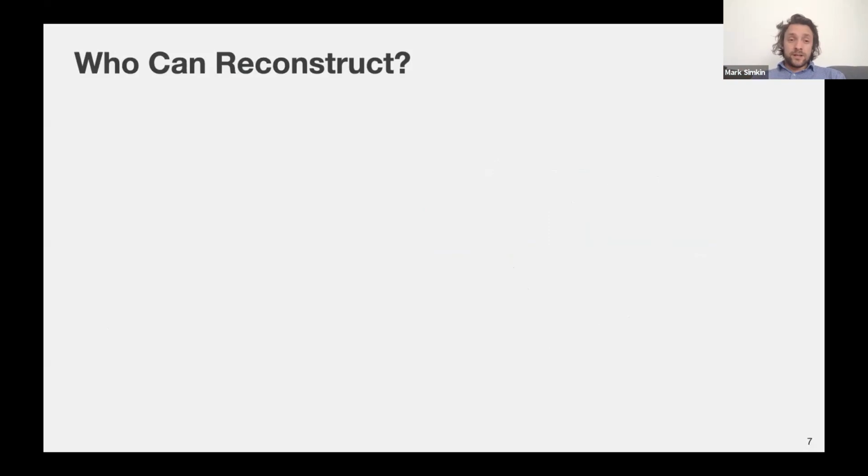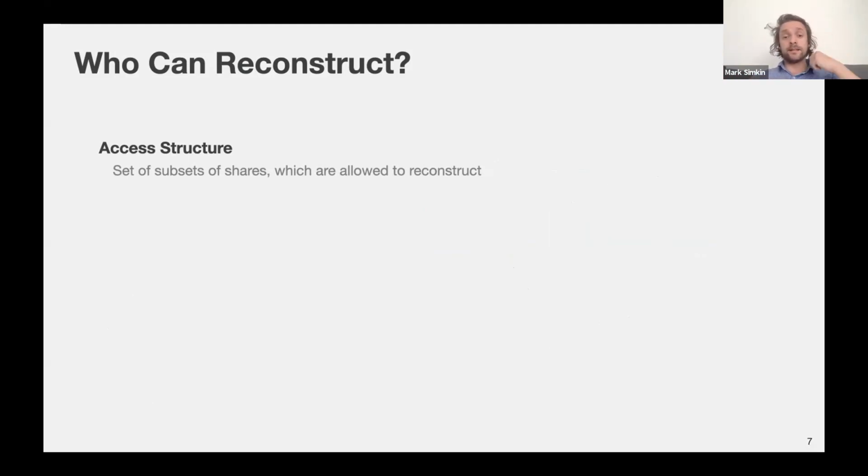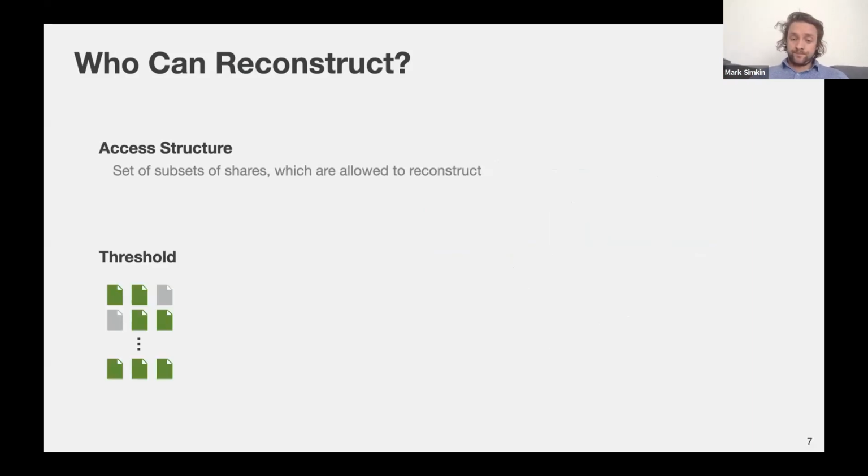To define who can reconstruct and who cannot, we usually need to define something called an access structure. This is basically a set of subsets of the shares. If a subset is in this set, then it's allowed to reconstruct, and otherwise it is not. The most popular access structure one can be familiar with is the threshold access structure. This is, for instance, the Shamir secret sharing scheme, where we simply say that for some parameter t, if we have t or more shares, then we can reconstruct. And if we have t-1 or fewer shares, then we learn nothing about the secret shared value.